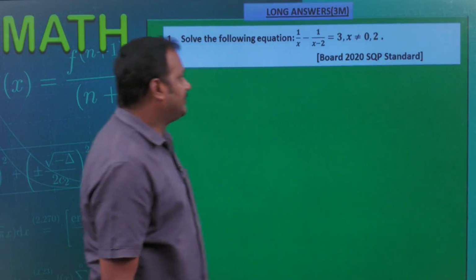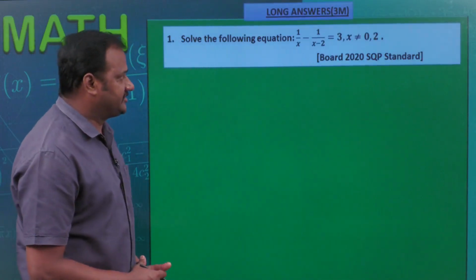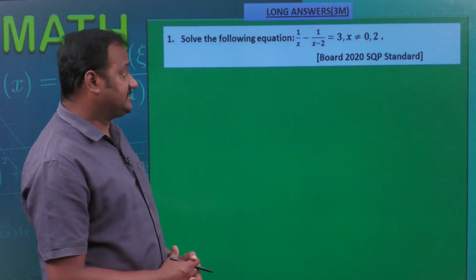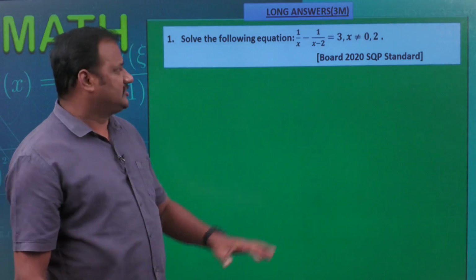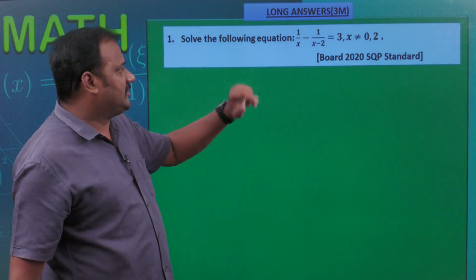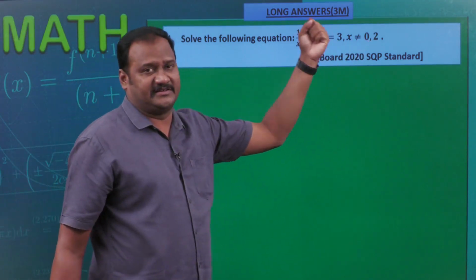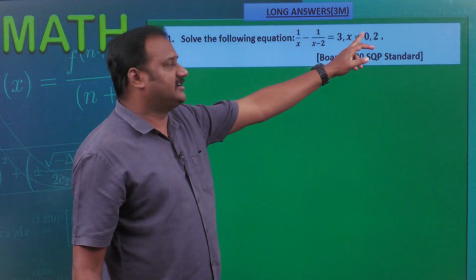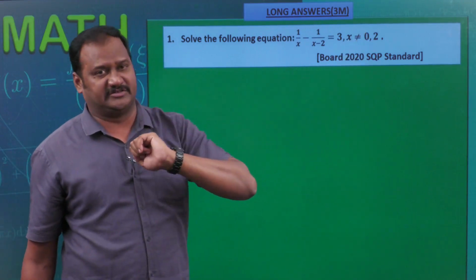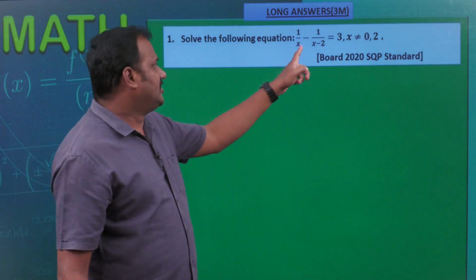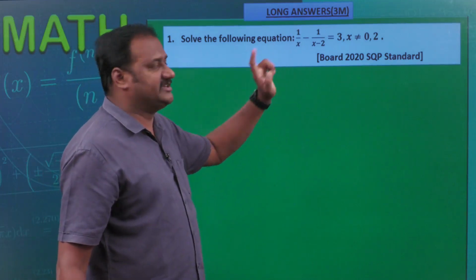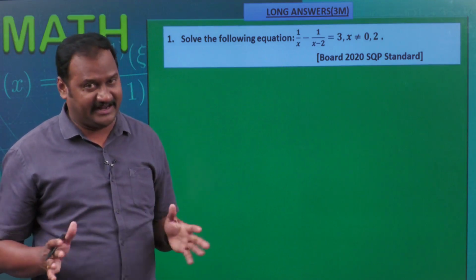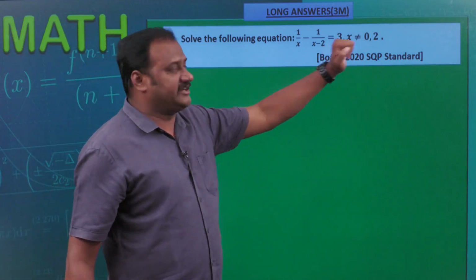Now the very first problem given here is: solve the following equation, 1 by x minus 1 by x minus 2 is equal to 3, where x is not equal to 0 and 2. When you observe some problems, this kind of information will be given. What is the use of that information? If x is not equal to 0, it means x should not be 0. What happens when x is equal to 0? Put 0 in the place of x: 1 divided by 0. What do you mean by 1 divided by 0? It is undefined. And x is not equal to 2.